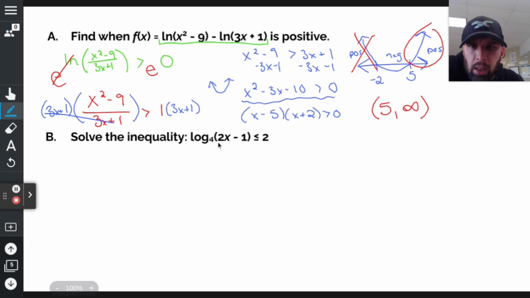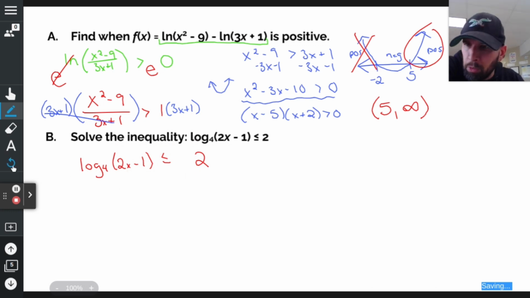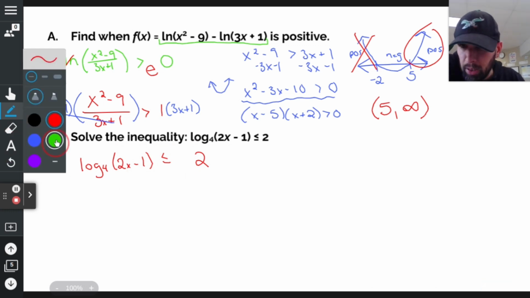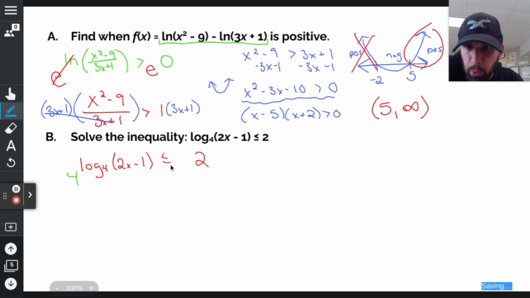Solve the inequality log base 4 of 2x minus 1 is less than or equal to 2. All right, so let me rewrite it out so I have a little bit more space. Log base 4 of 2x minus 1 is less than or equal to, leave some space, 2. Why leave some space? I want to get rid of that log. How do you get rid of that log? Take 4 to the power of both sides. That crosses out and leaves me with 2x minus 1 is less than or equal to 16.